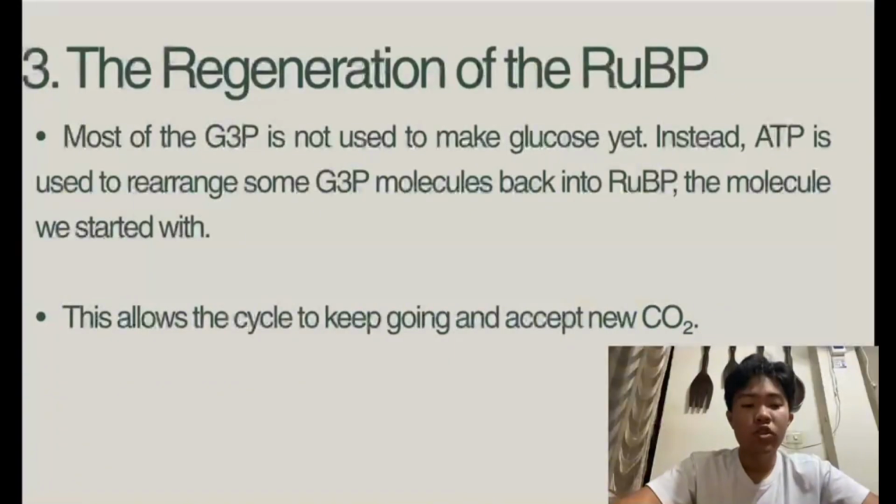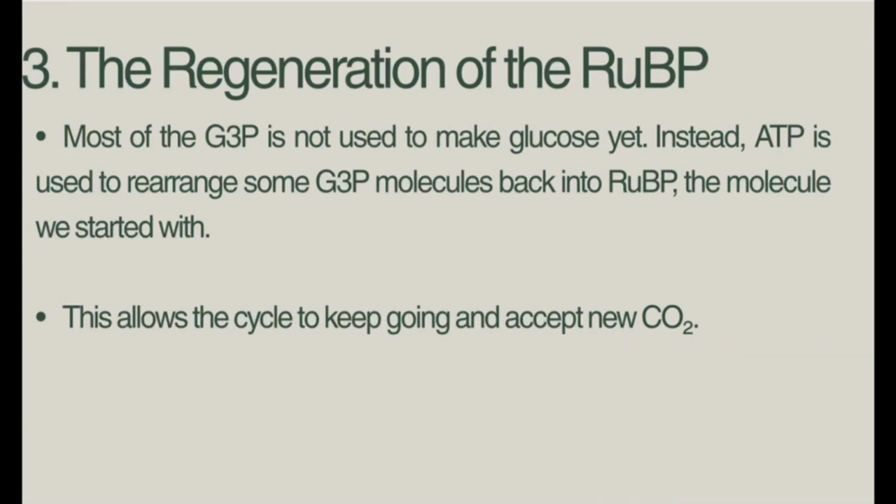Good day everyone. I am now going to discuss the third phase of the light-independent reaction, also known as the Calvin cycle. This phase is called the regeneration. Most of the G3P is not used to make glucose yet. Instead, ATP is used to rearrange some G3P molecules back into RuBP, the molecule we started with. This allows the cycle to keep going and accept new CO2.